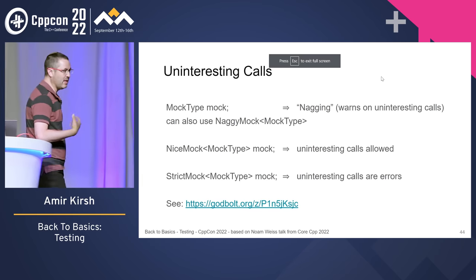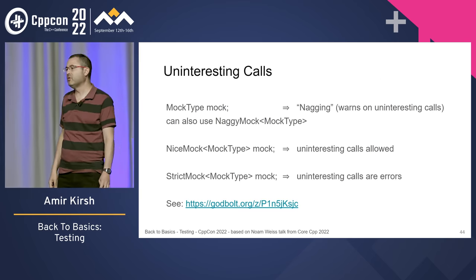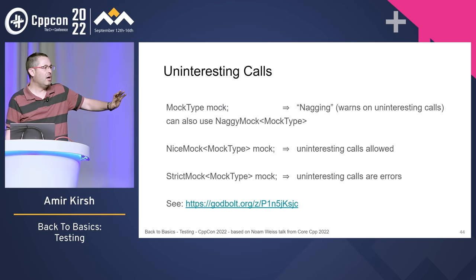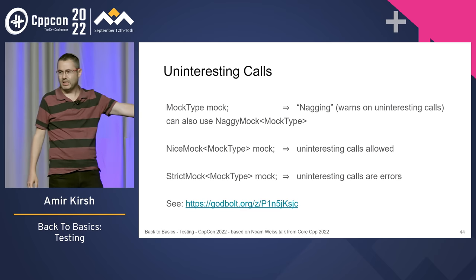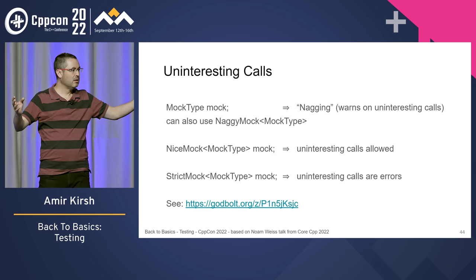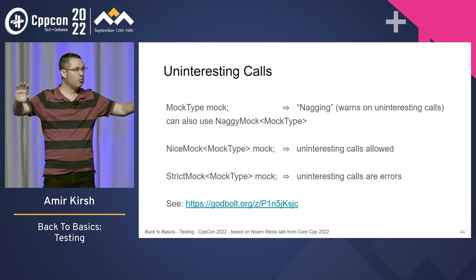Uninteresting call. Suppose that I call something which is not expected. So the default is nagging. The default is saying that it would warn but not fail the test. It would say, oh, I saw that the mock had a call to something which you did not say that you are expecting. I don't like it. Usually I want a test to be binary, fail or pass. I don't want any warnings.